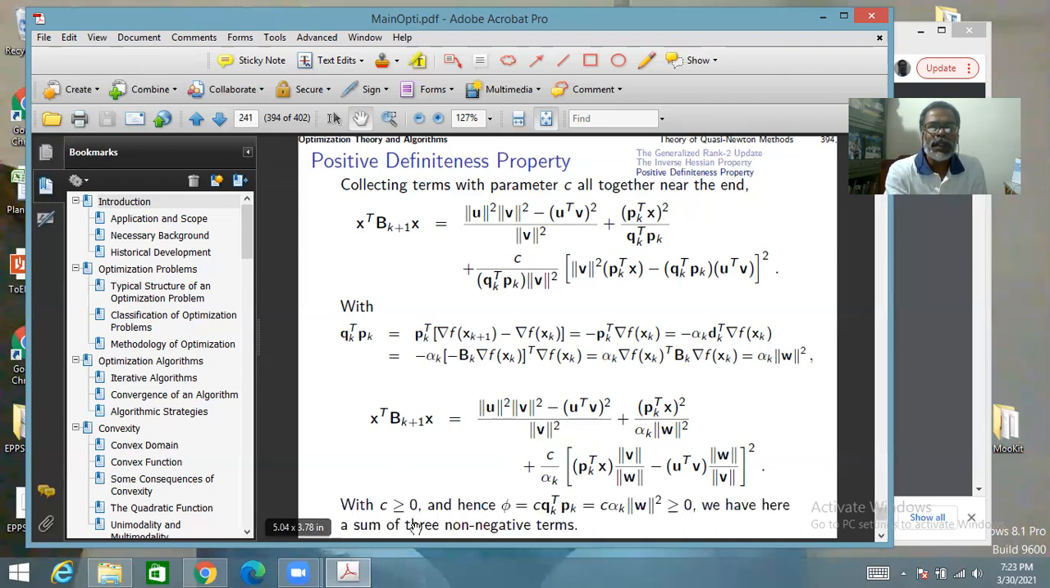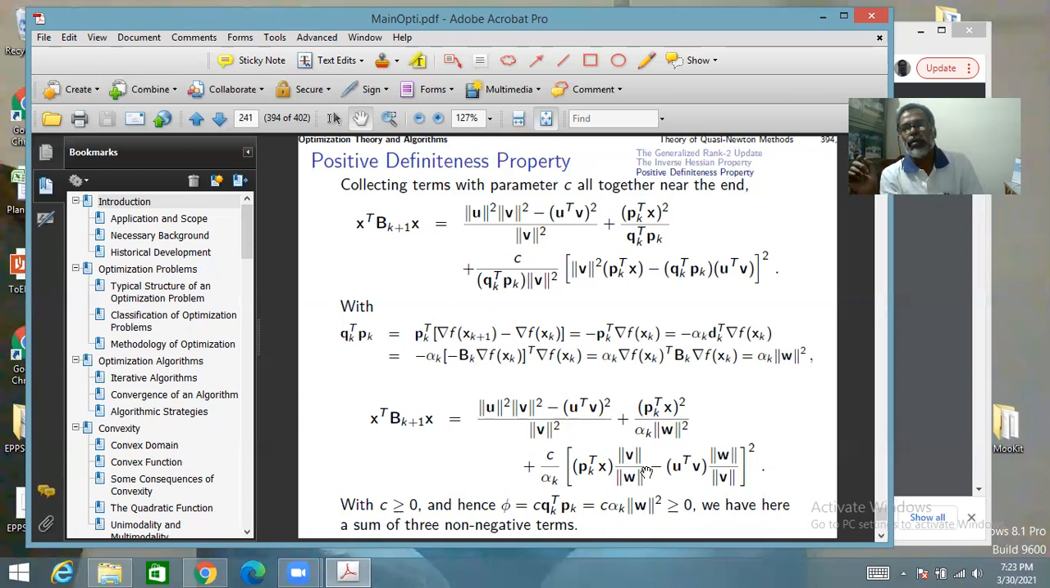So with c greater than or equal to 0, which is an important condition, and hence phi also greater than or equal to 0, we have here a sum of three non-negative terms. You remember when we studied Broyden's family of methods, we talked about this phi greater than or equal to 0. This is the reason. Now, we have got a sum of three non-negative terms, which will be non-negative always.